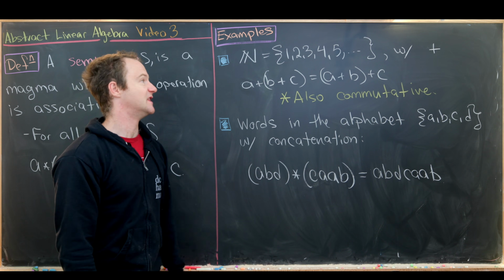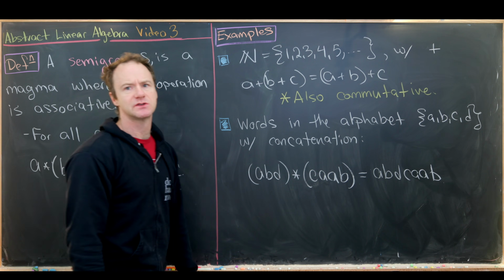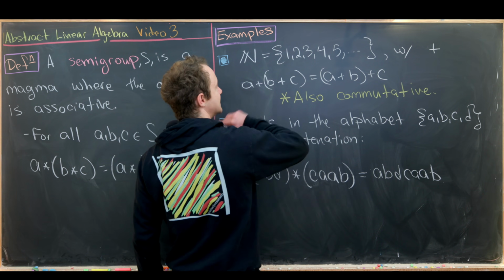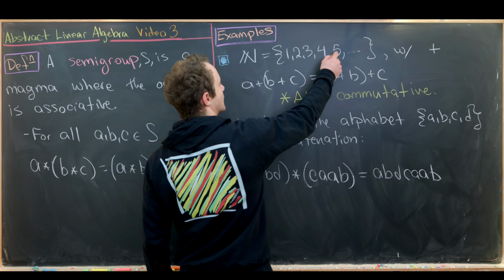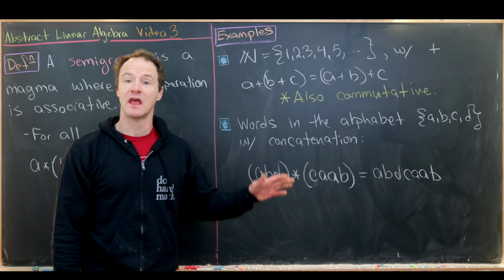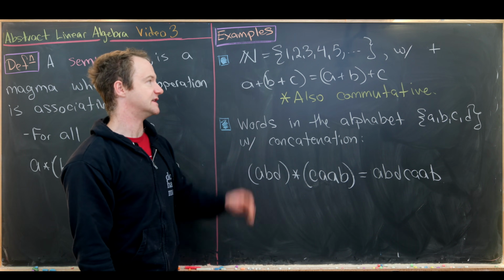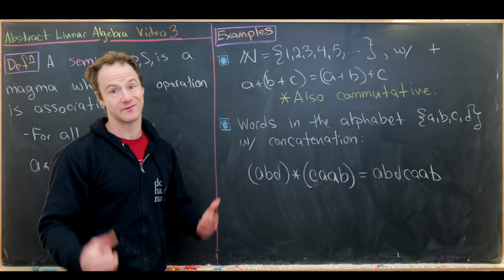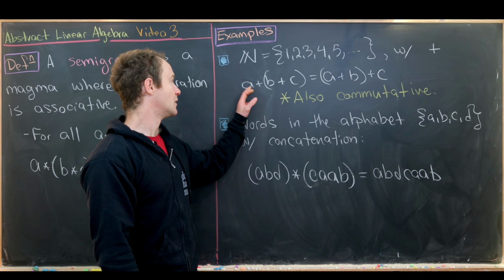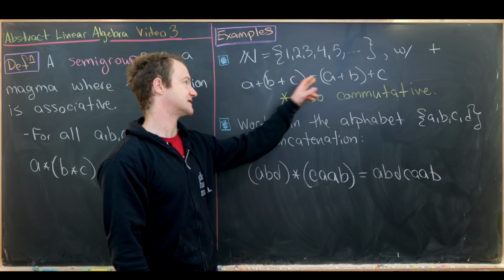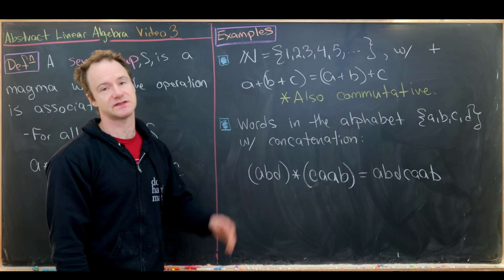So let's start with the natural numbers. And by the natural numbers, I mean positive integers, like 1, 2, 3, 4, 5, so on and so forth. And my operation is addition. So very clearly addition is associative, kind of from grade school arithmetic. We have (a + b) + c is the same thing as a + (b + c).